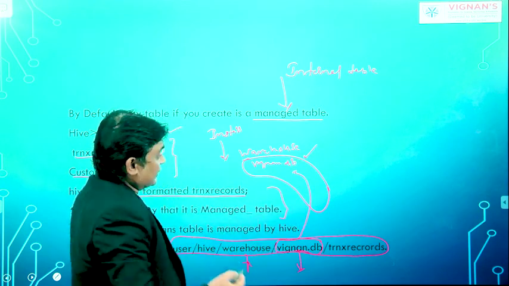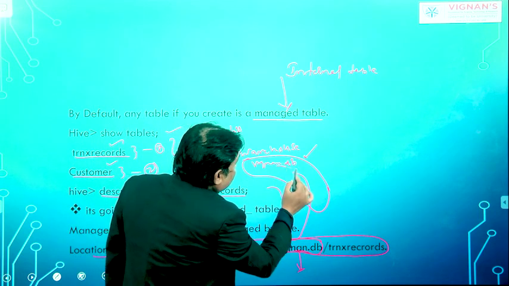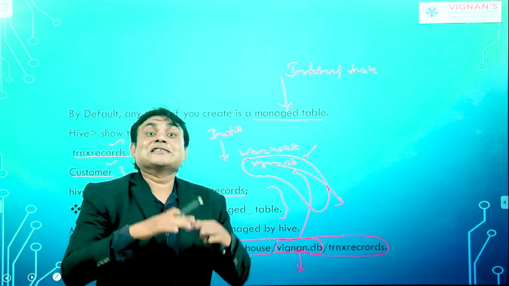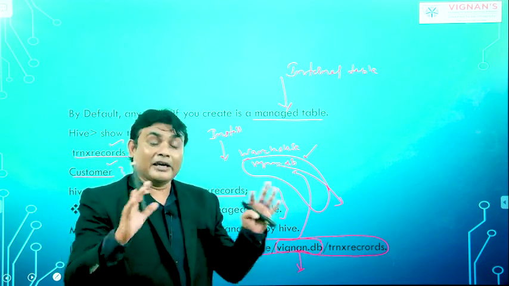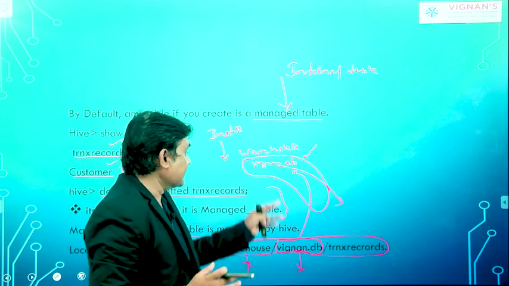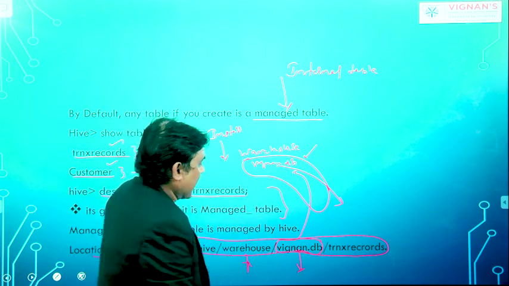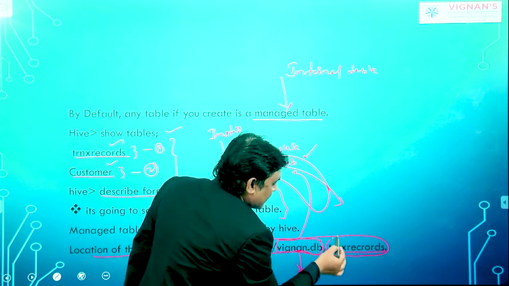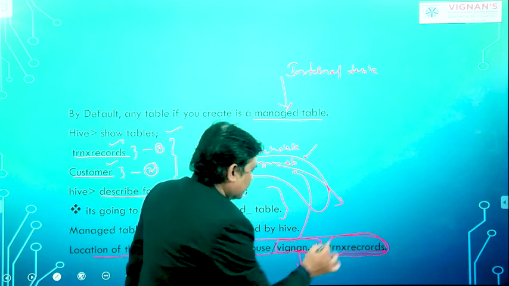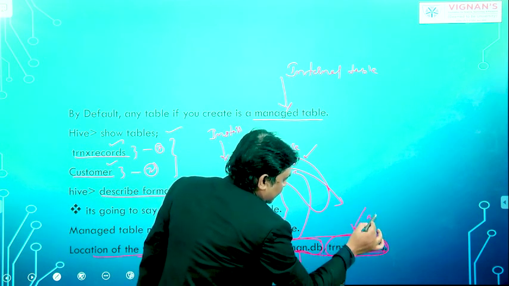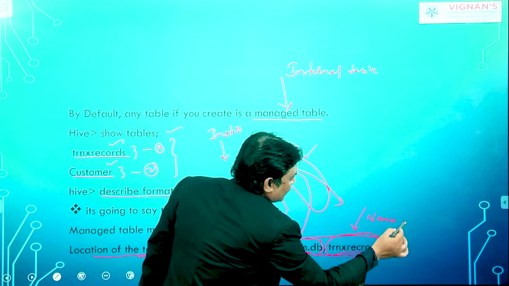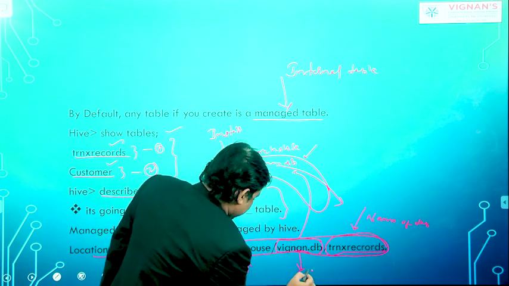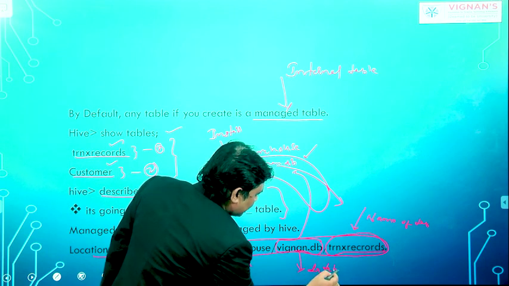Again, my question is, inside this database what are you going to get? What is a database? A database is nothing but a collection of tables. We can find many tables inside this database. So in this database I have a table, and my table name is transaction record. Transaction record is the name of the table, and this is going to be called the database name, the name of the database.